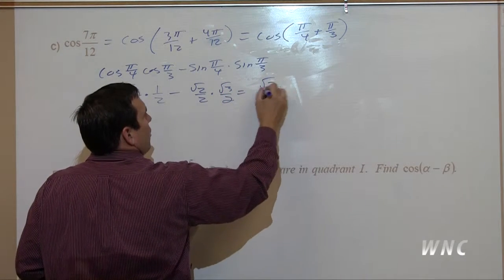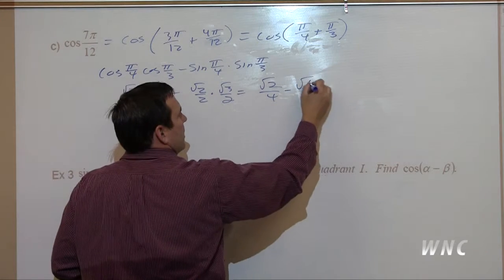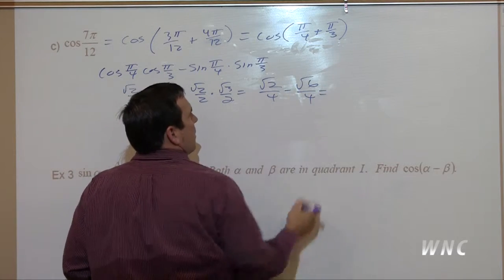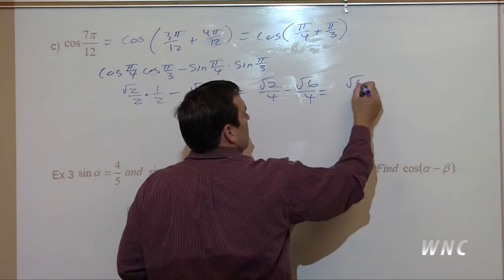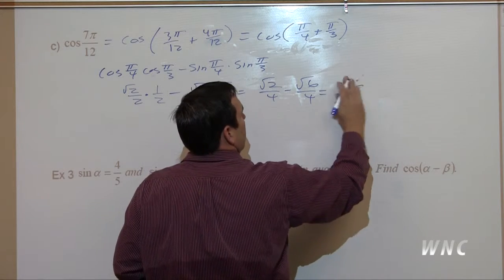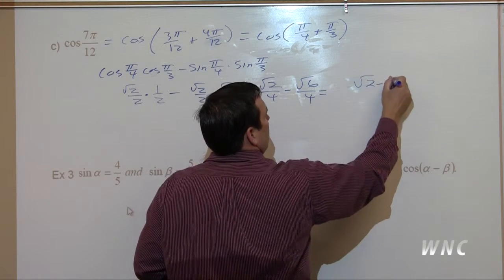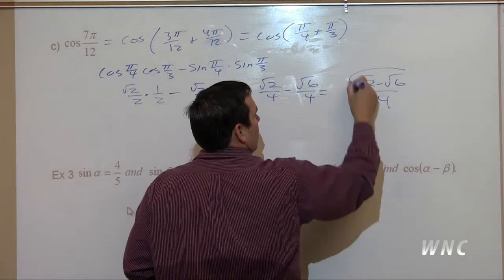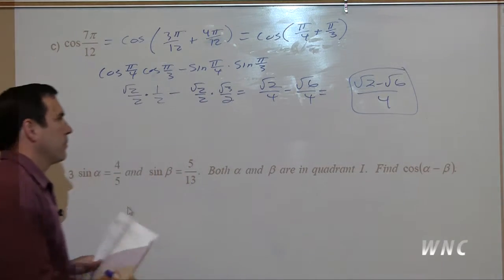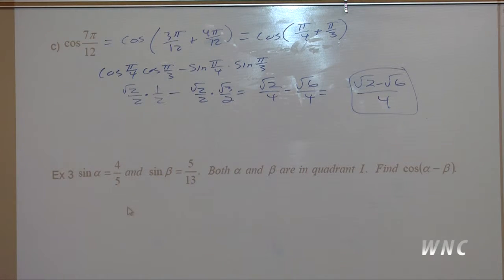That's the square root of 2 over 4 minus the square root of 6 over 4. So it's going to be the square root of 6. Well, I guess we could leave it like that, couldn't we? I'll do square root of 2 minus square root of 6 all over 4. That's the exact value. If you want a decimal answer, it would be an approximation.